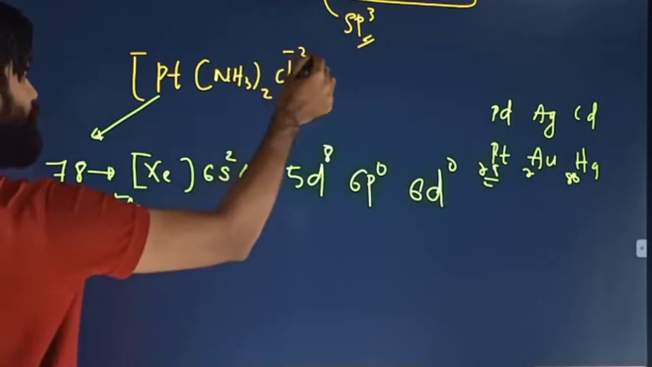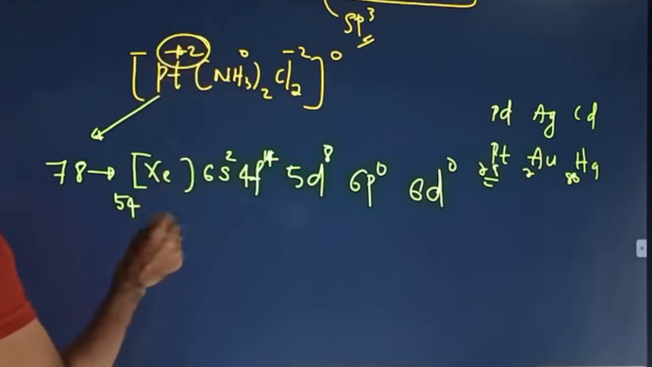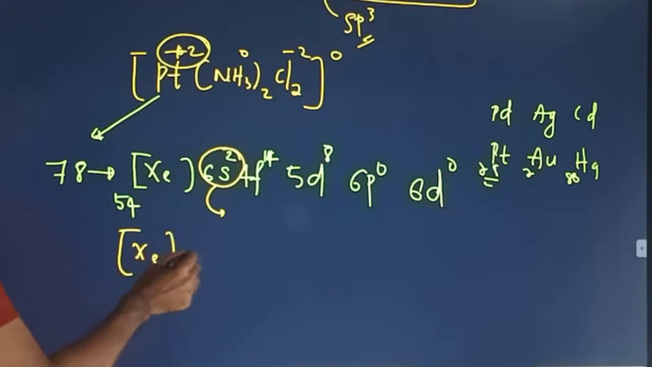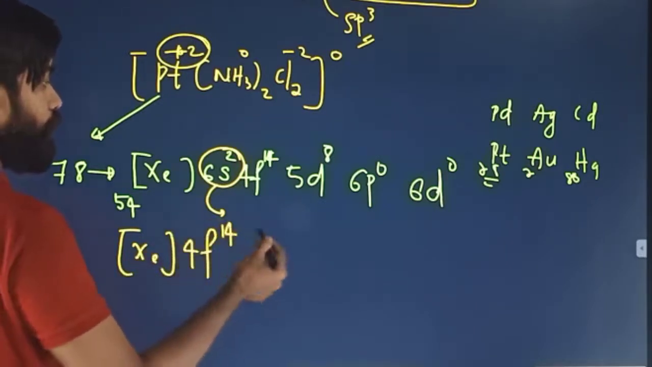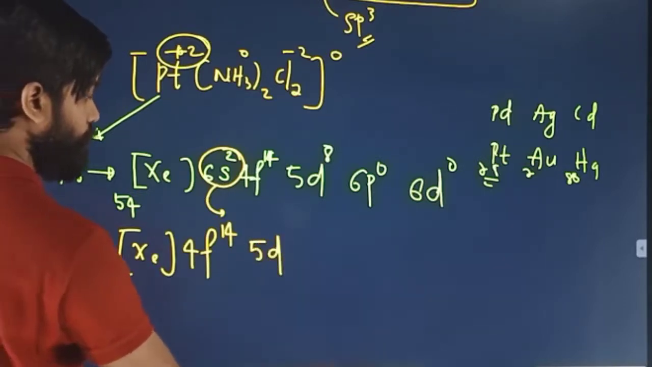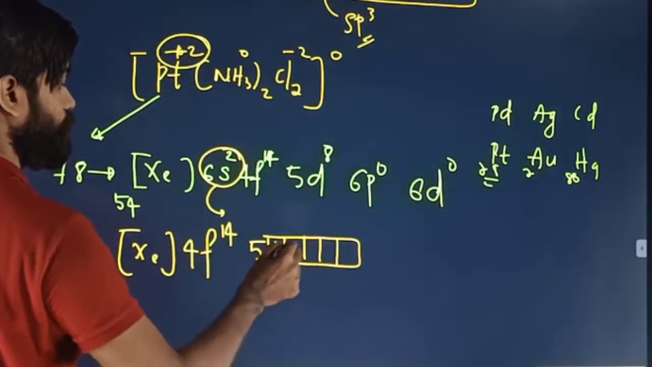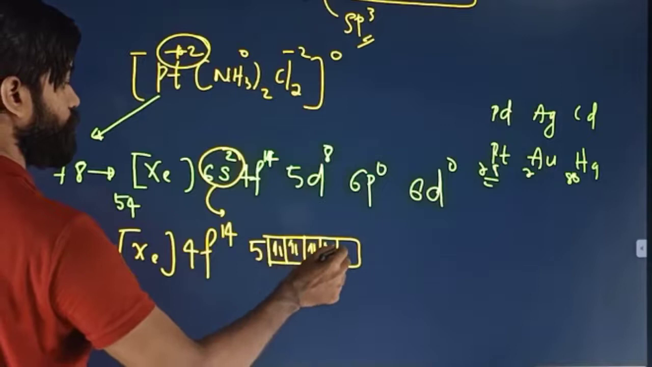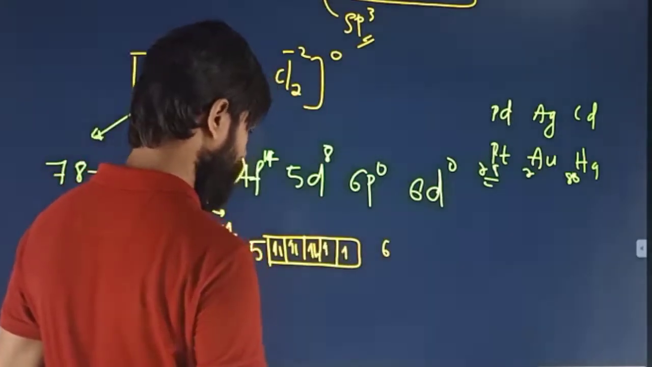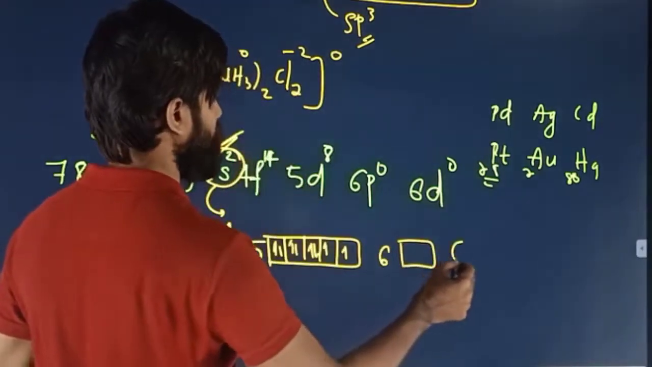And platinum: this is -2, this is 0, so platinum is in +2. Since platinum is in +2, two electrons are ionized. So xenon 4f14 followed by 5d8, then 6s0 and 6p.